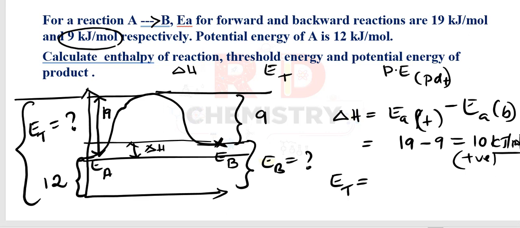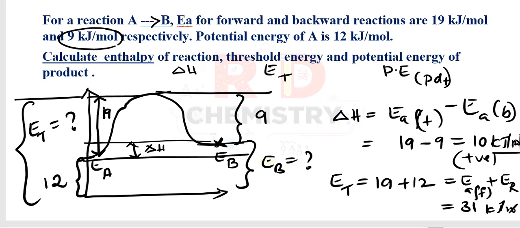Now how to calculate the threshold energy? See the graph properly. The entire threshold energy ET length is equal to 19 plus 12. Therefore it is the activation energy in the forward reaction plus the energy of the reactant. Got it? 19 plus 12 is equal to 31 kilojoules per mole, correct? So enthalpy of reaction is done, threshold energy is done, and the potential energy you have to calculate.